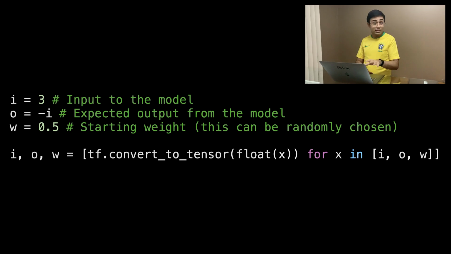Now, let me tell you what this next cell does. But before that, really quickly, in the previous cell, this last line of code is taking I, O, and W, the three values that we created, and converting them to floating point values, so they're no longer integers. And then after they're all converted to floating point values, they are converted to tensors.